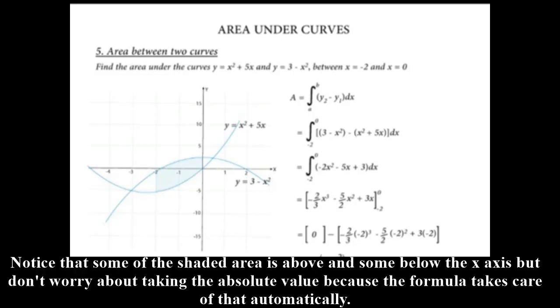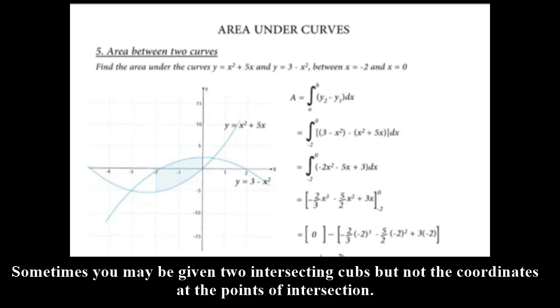Notice that some of the shaded area is above and some below the x-axis, but don't worry about taking the absolute value because the formula takes care of that automatically. Sometimes you may be given two intersecting curves but not the coordinates of the points of intersection.